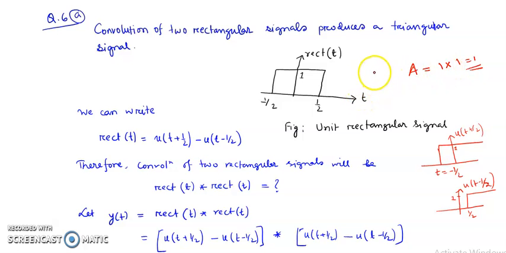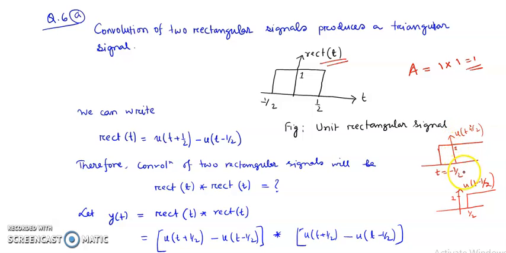Now you see that this rectangular signal can be written as a sum of these two signals, u(t plus half) and u(t minus half). u(t plus half) is defined from t equal to minus half. If you put t plus half equal to 0, then t is equal to minus half. So it originates from t equal to minus half, and u(t minus half) originates from t equal to half.